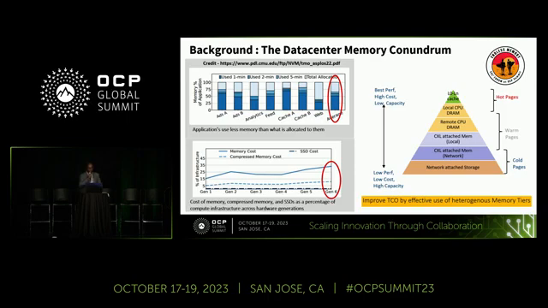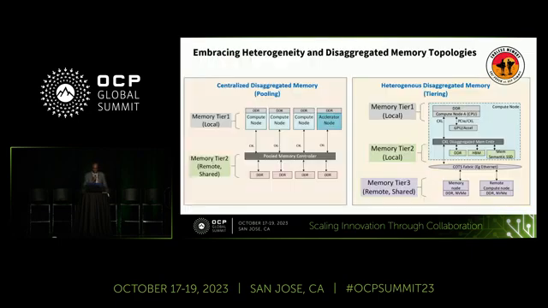On the right-hand side, you'll see the classical memory pyramid, where you want hot pages to be mapped to tiers of memory that are close to the CPU, and cold pages to be mapped to further tiers of memory. Given this background, I want to distinguish between two kinds of disaggregated memory topologies. One is a centralized disaggregated pooling topology. I think the prior speaker spoke extensively regarding that. Another one is a disaggregated tiering topology.